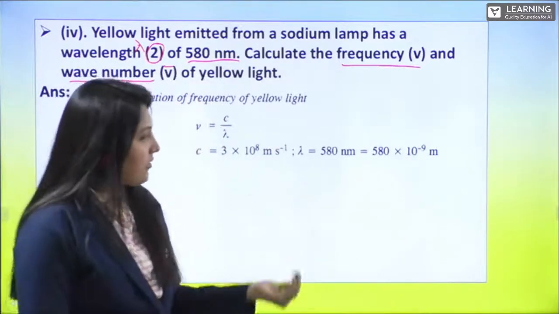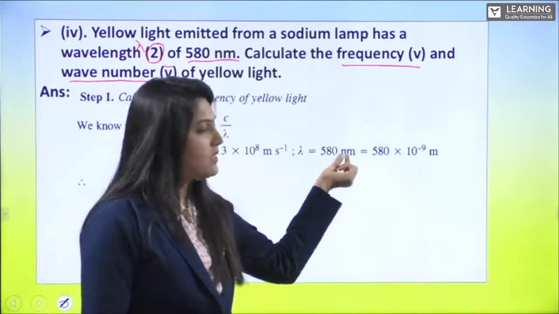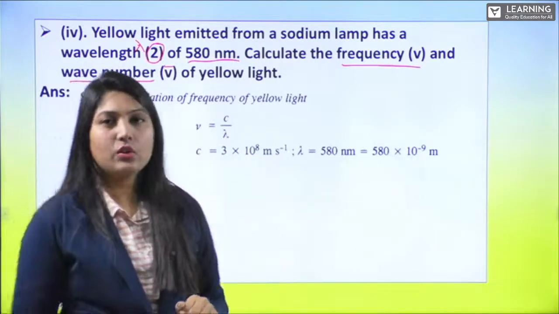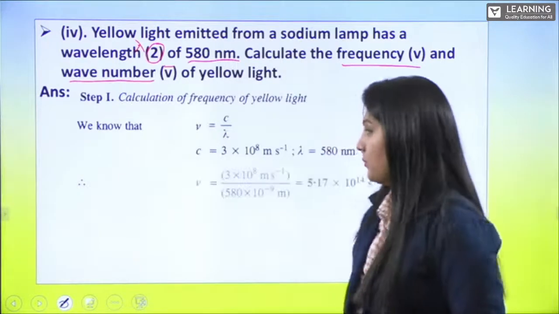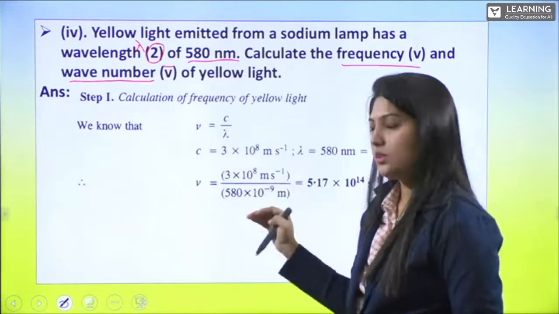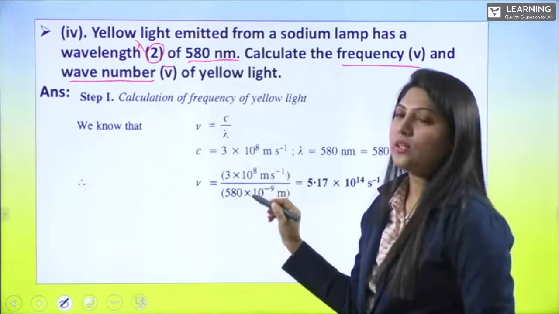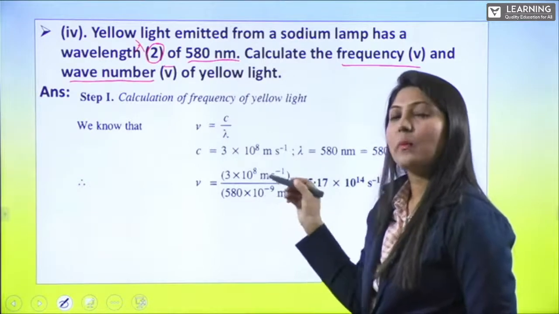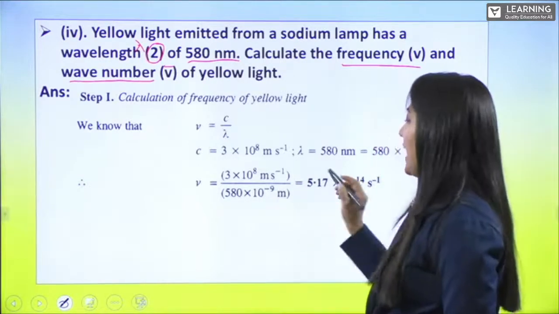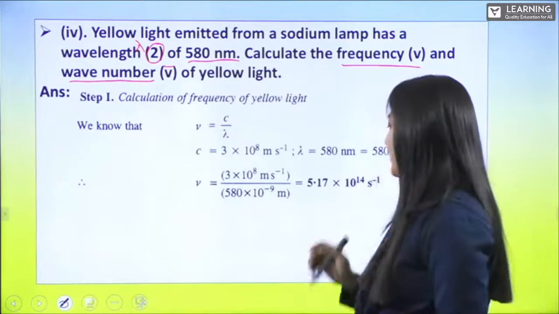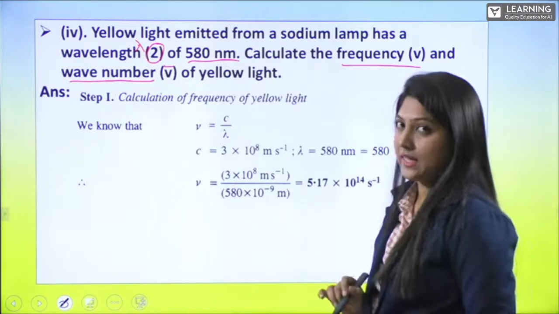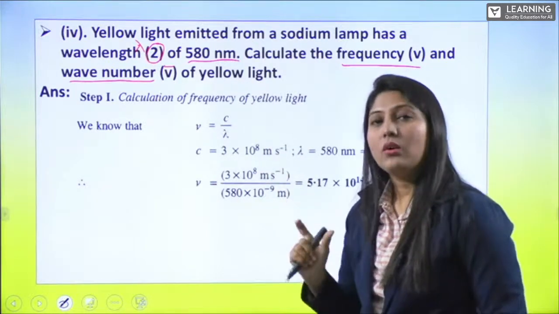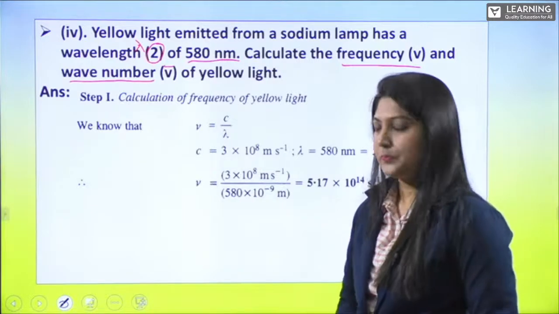The wavelength, if given in nanometers, 10 raised to nanometer means 10 raised to minus 9 meters. So you can just convert this and it will be easier for you to simplify the question. So mu is equal to, on substitution of c and lambda, 3 into 10 raised to 8 meter per second divided by 580 into 10 raised to minus 9 meter. That gives you the answer as 5.17 into 10 raised to 14 per second. That is the frequency of the given yellow light with wavelength 580 nanometer.